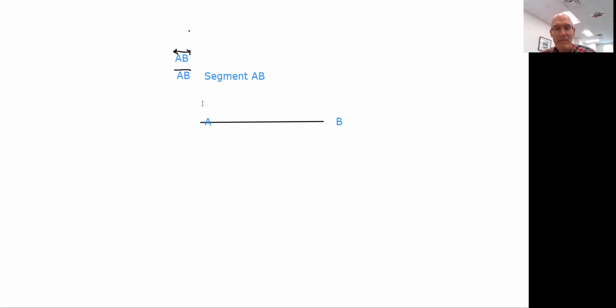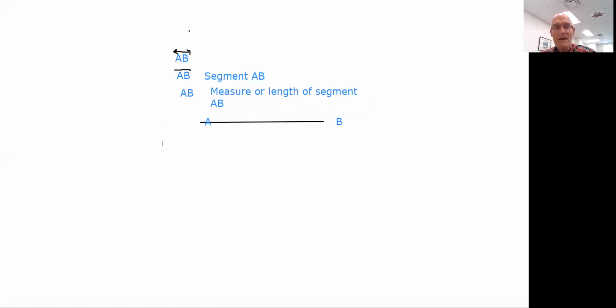Now the length of segment AB, or the measure of segment AB, is just written as AB. So if you see two letters, AB, with no line on top or no double stemmed arrow on the top, that is just the measure or length of segment AB. Okay, so that's the big thing you need to understand out of that.